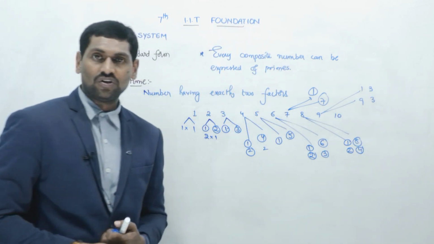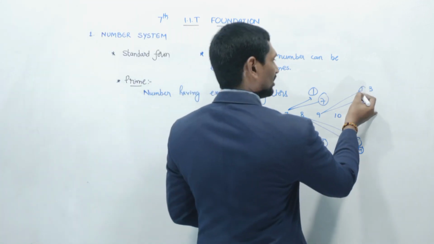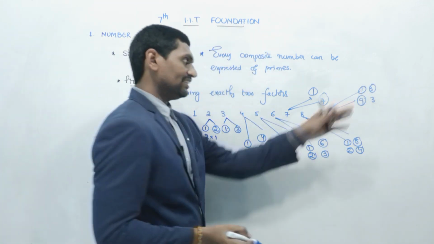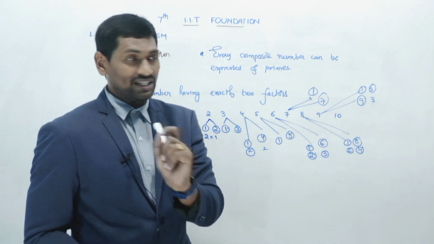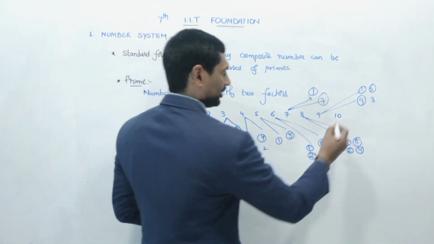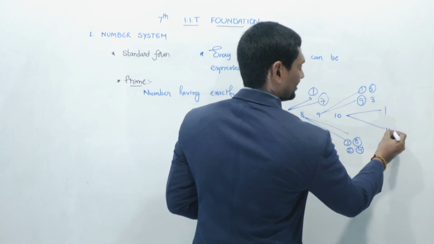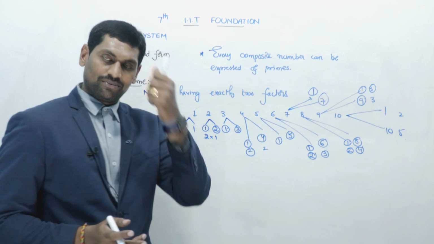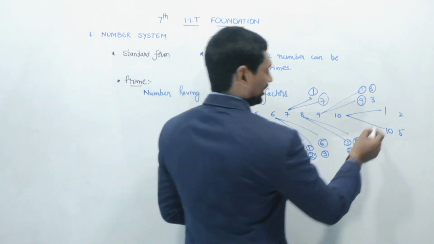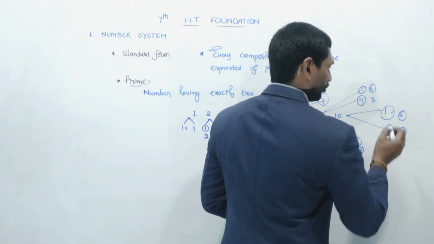9, 1 9s are 9, 3 3s are 9. So how many factors? 1, 3, 9, 3 factors. Here 3 is repeating 2 times, so we have to consider it only 1 time. 3 factors. Now 10. 1 10s are 10, 2 5s are 10, 5 2s are 10. 2 5s and 5 2s are the same, it is repeating, so we can stop. So here 1, 2, 5, 10, 4 factors.